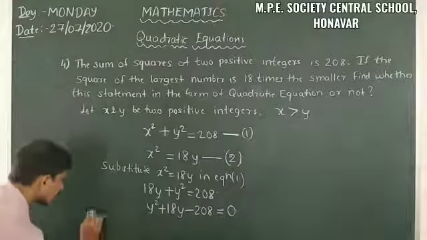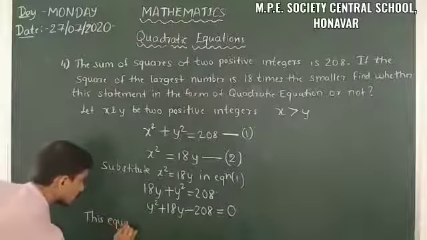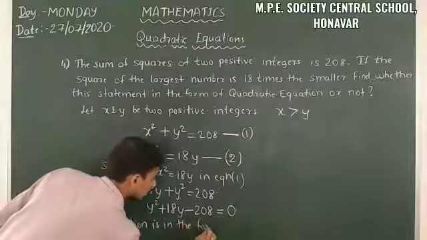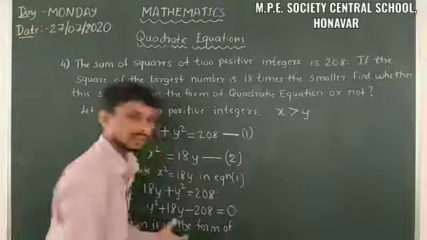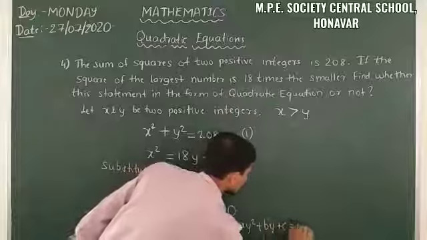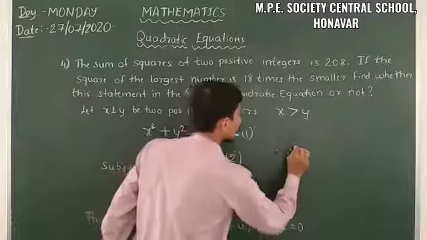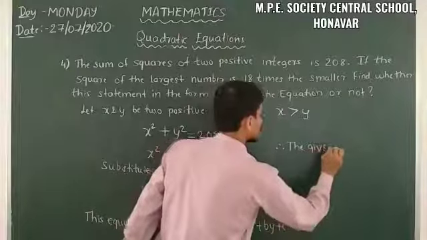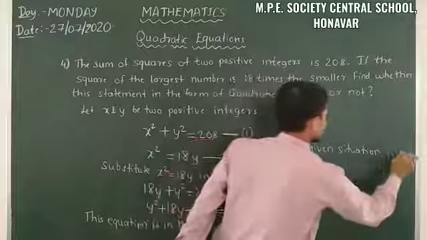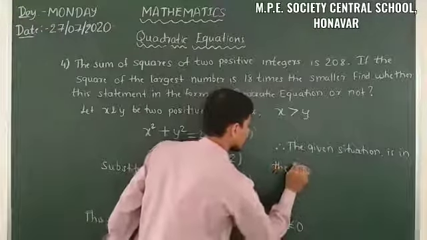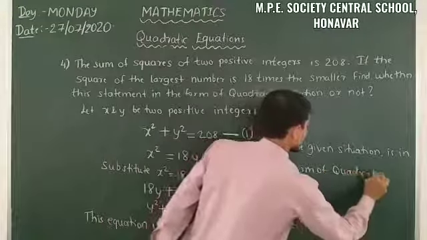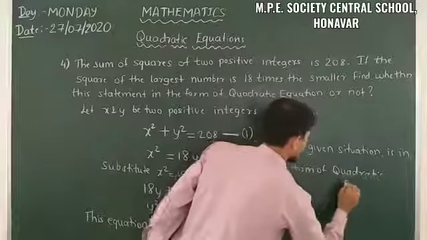That means this equation is in the form of, I will take y also, ay square plus by plus c is equal to 0. Therefore, the given situation is in the form of a quadratic equation.